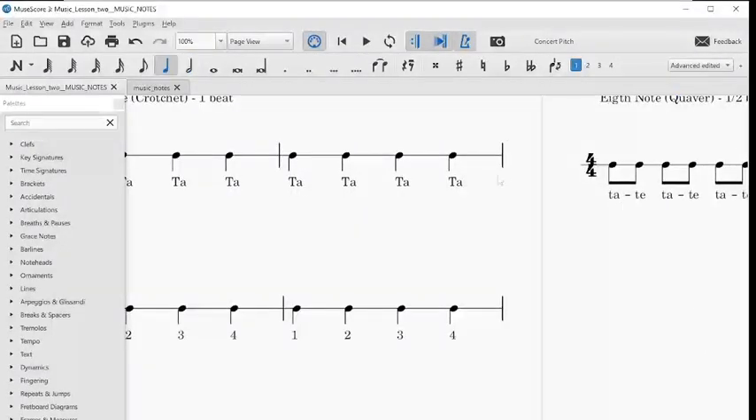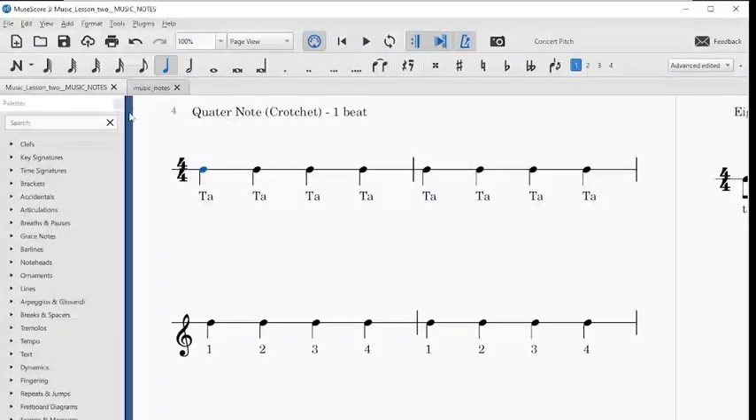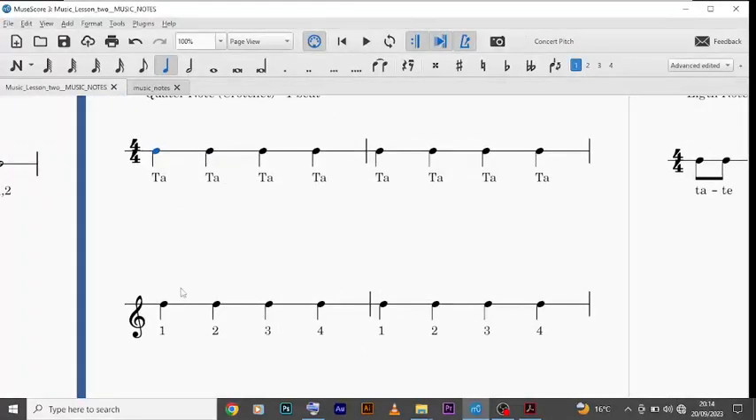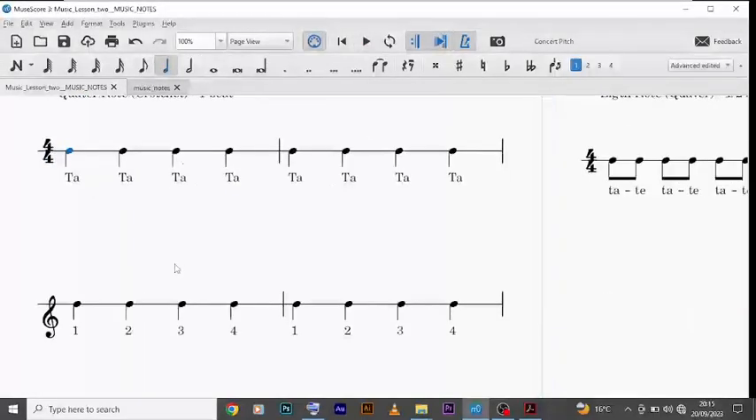When we go to quarter note, you can look at this. We have ta, ta, ta, ta, ta, ta, ta, ta. 1, 2, 3, 4. So you can see that we are pronouncing a beat on every note. So that is quarter note, what we call crotchet. It has only 1 beat.